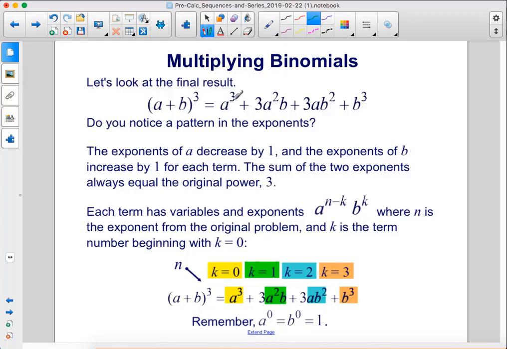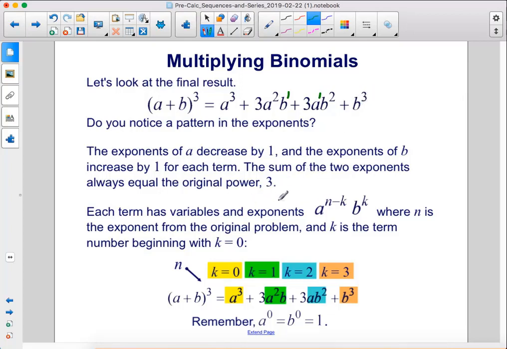So a to the third times b to the 0, 0 plus 3 is 3. Here we have a squared times b to the first, 2 plus 1 is 3. Here we have a to the first power, b to the second power, 1 plus 2 is 3. And here we have a to the 0 power times b to the third power, 0 plus 3 is 3.